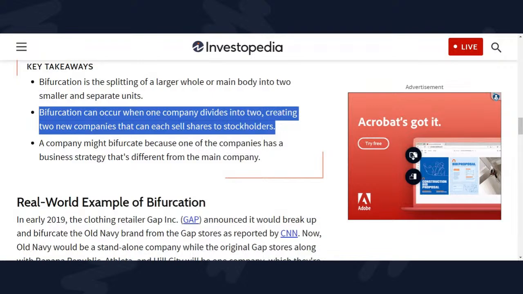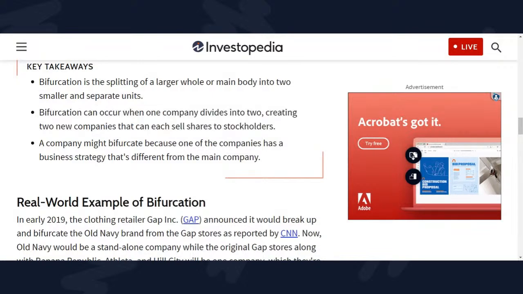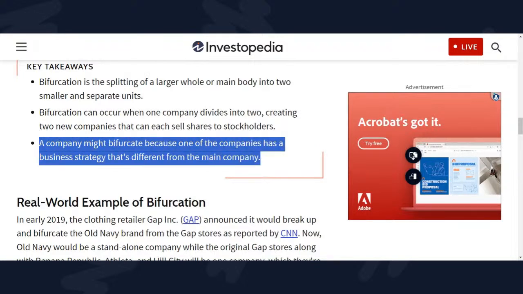A company might bifurcate because one of the companies has a business strategy that's different from the main company. So when you learn that you have a different strategy for your estate than that of the United States, then you will split from them and bifurcate the estate or the commercial legal entity from the estate and kick it out. Or as I've explained before, actually salvage it and then merge it into a new name. All biblical.